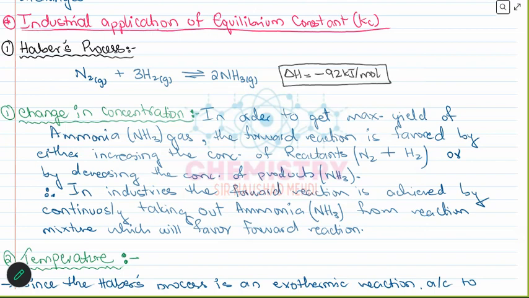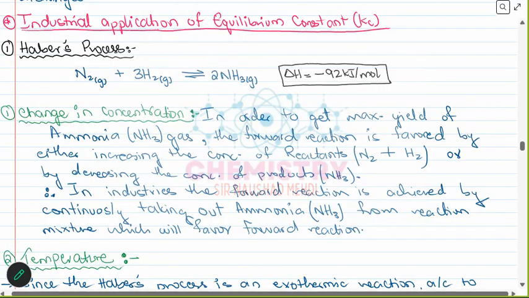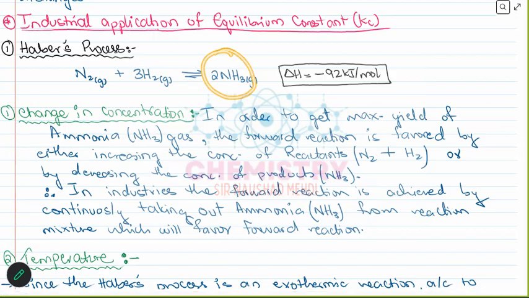Practical application. First of all, in the Haber process, we will apply all those four factors one by one. And how we want to apply these four factors, we have to apply in such a way that we want this ammonia gas to be produced on a large scale.